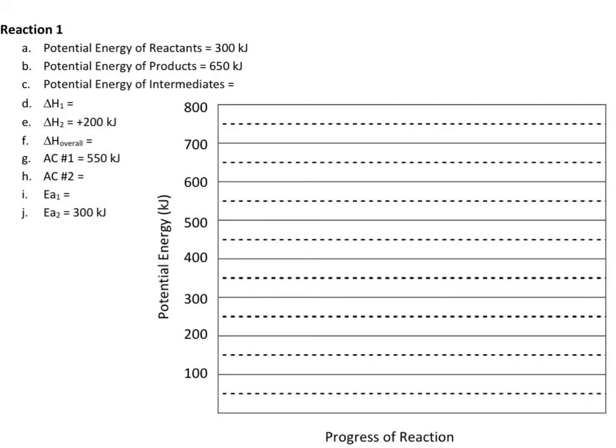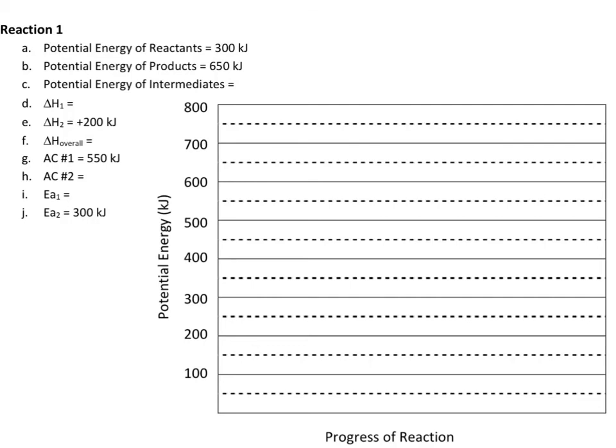So just glancing at the information, it appears that this is going to be a two-step reaction mechanism. That's because there's an EA1 and an EA2, a delta H1 and a delta H2, an activated complex 1 and an activated complex 2. So there's several clues there that it's a two-step process. So we're going to have two hills in the diagram.